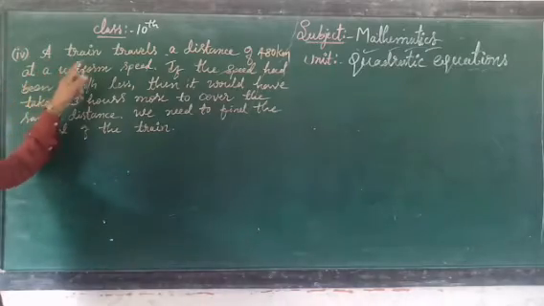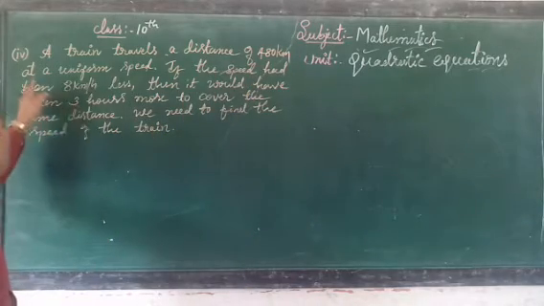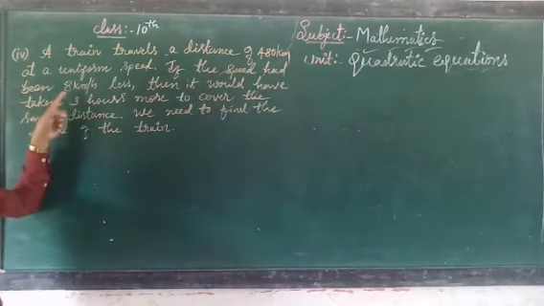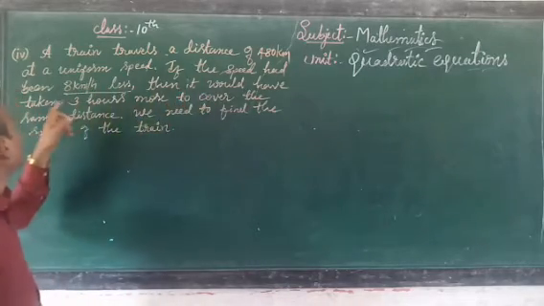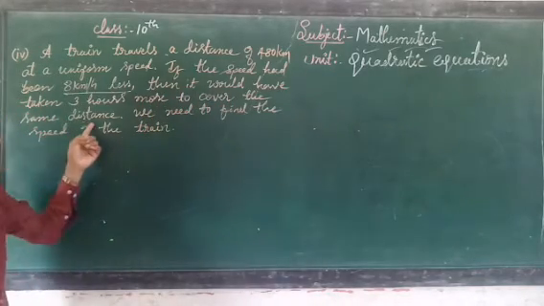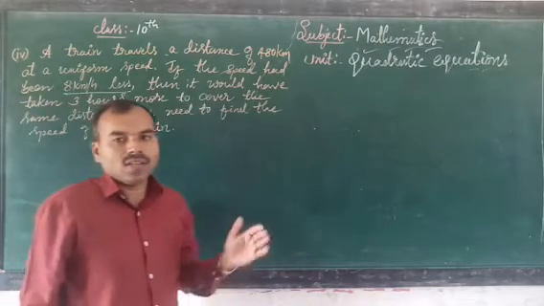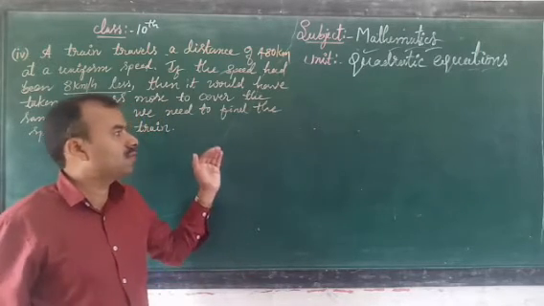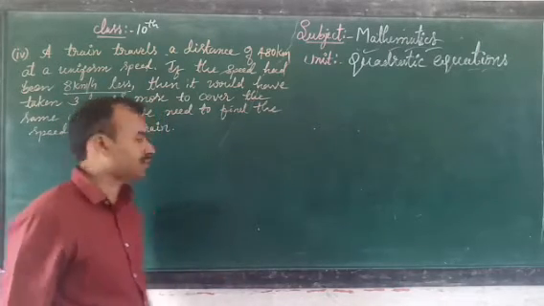Fourth one, a train travels a distance of 480 km at a uniform speed. If the speed had been 8 km per hour less, then it would have taken 3 hours more to cover the same distance. Here we need to find the speed of the train. Okay, dear students, just read the problem carefully and form this situation in the form of a quadratic equation.